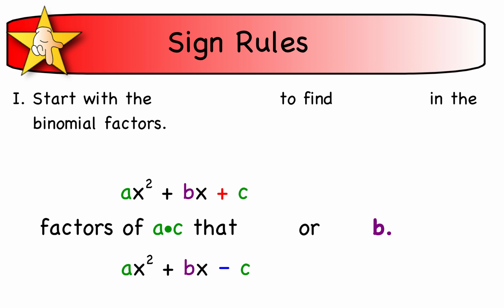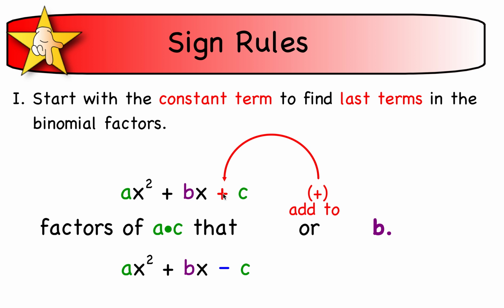So we're going to start by learning some sign rules. We will be starting with the constant term, which is the term that does not have a variable with it, and we're going to be using that term to find the last terms in the binomial factors. So if this is my trinomial, we are going to find factors of c that either add to, if this is a plus sign, they will add to b, which is the middle term coefficient, or the linear term. So factors of c that add to b, or in this case of the trinomial down below here, we would want factors of c that differ by b.